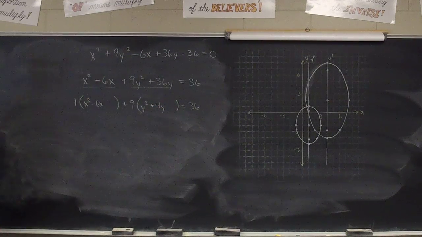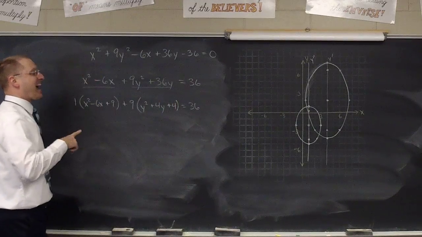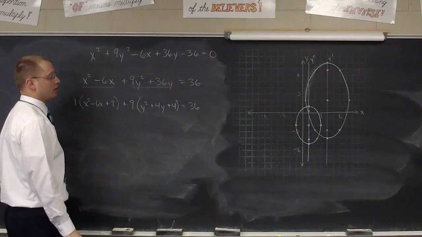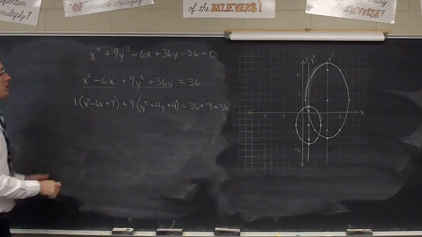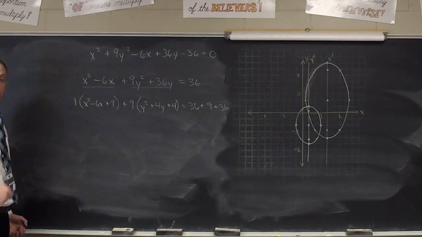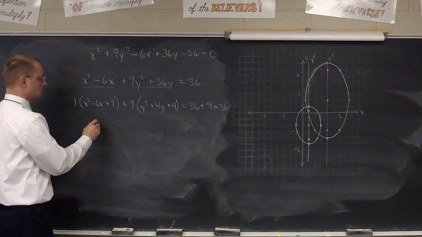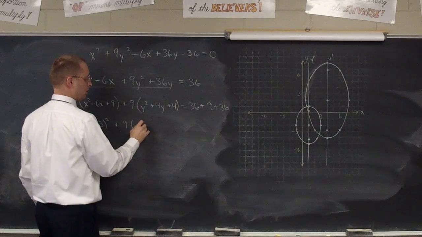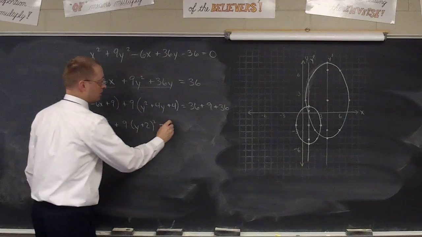All right. What do we put in the parentheses to complete the squares now, Jamie? Plus a 9 and a 4. What do I add to the other side, Quentin? A 9 and a 36. So now I should take both of my PSTs, turn them into binomial squares. So Jamie? (x minus 3) squared plus 9 times (y plus 2) squared equals, is it 1?